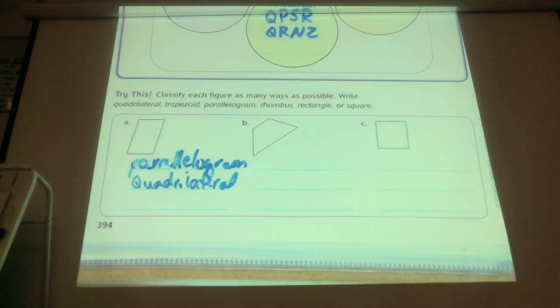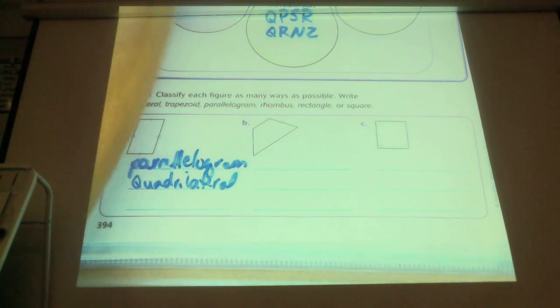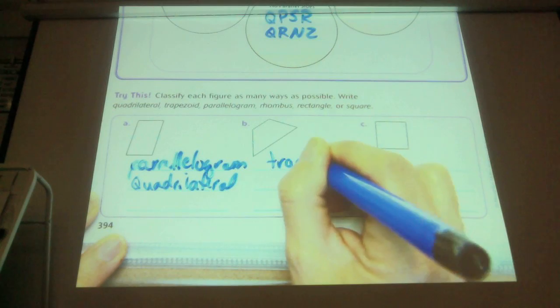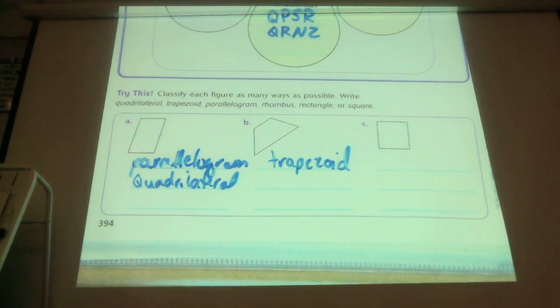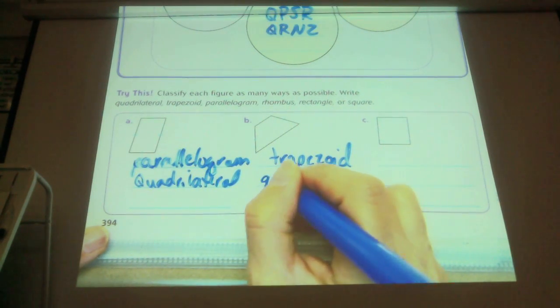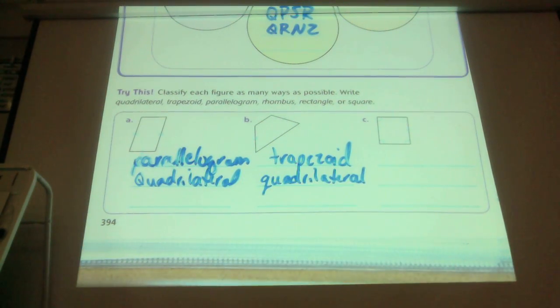Let's look at B. Go ahead and discuss with your partner what B would classify as. Who would like to share one of the classifications that they have? Aureli. For B, I got trapezoid. She got trapezoid. How many of you want to agree with Aureli? Any other classifications for it? Ronnie. How many of you want to agree with Ronnie on quadrilateral? Okay. Who wants to tell me why Ronnie's right about the quadrilateral? It has four sides and four vertices, and it closes.